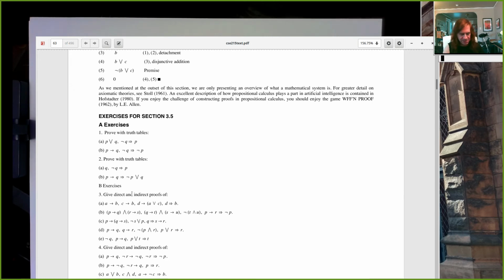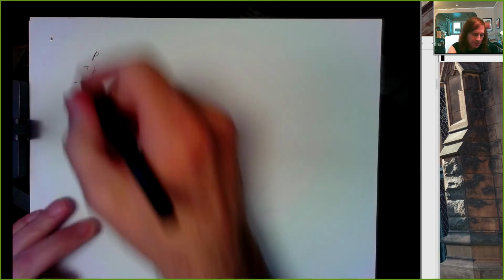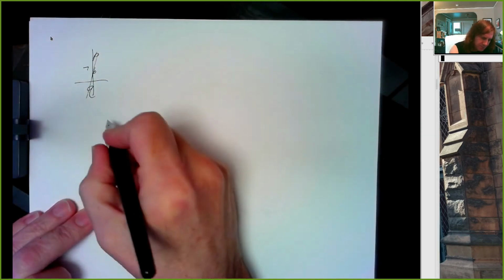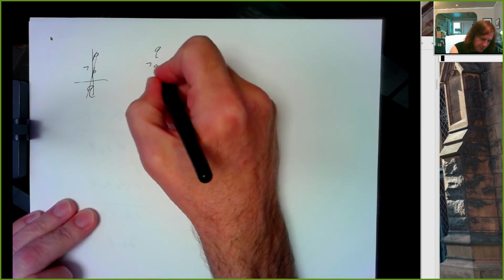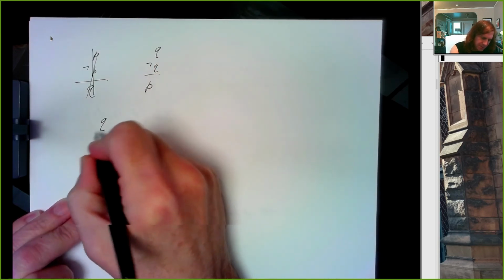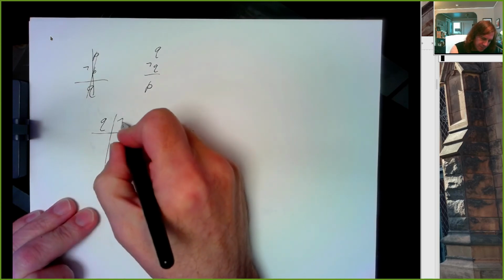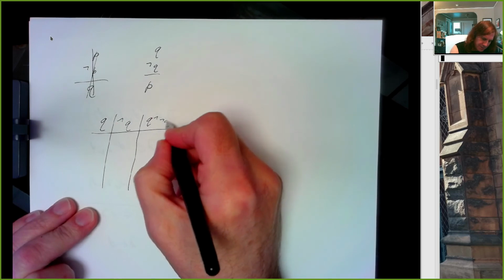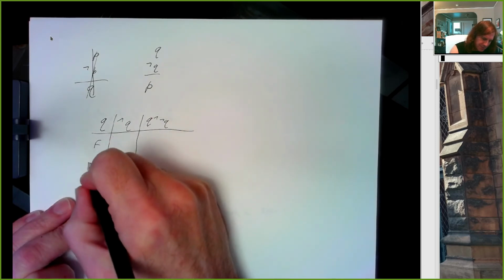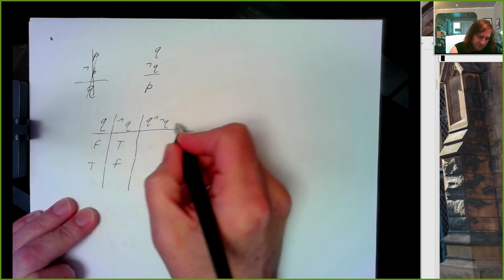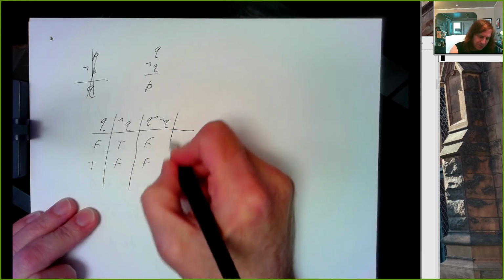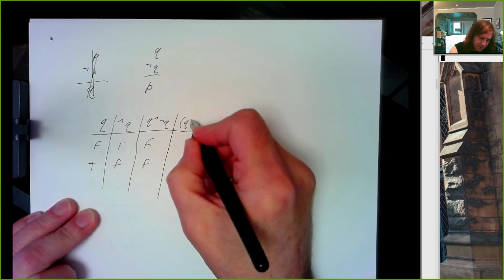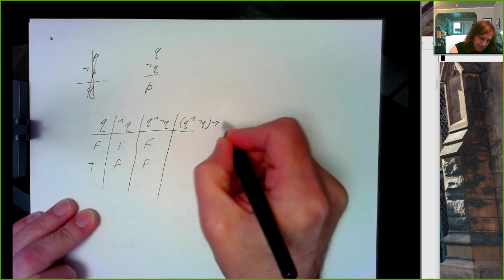But let's just truth table it. Okay, I'll switch this to match what the book's doing. Q, not Q, implies P. Well, here's Q. Here's not Q. Let's do Q and not Q. So Q could be false or true, not Q is true or false. Q and not Q is false in both cases. And so Q and not Q implies P.